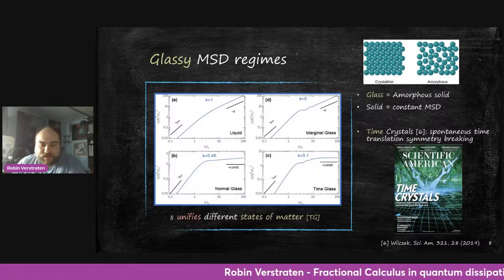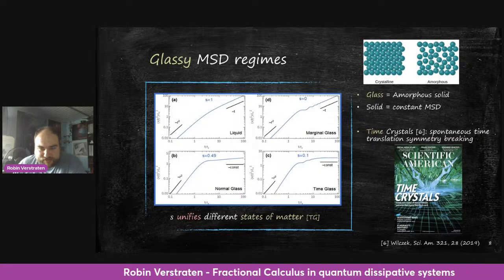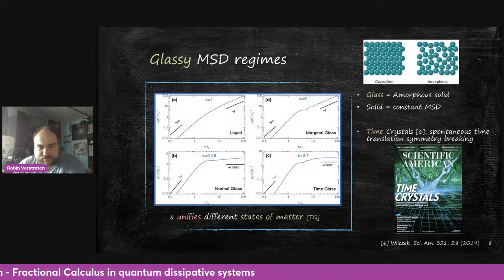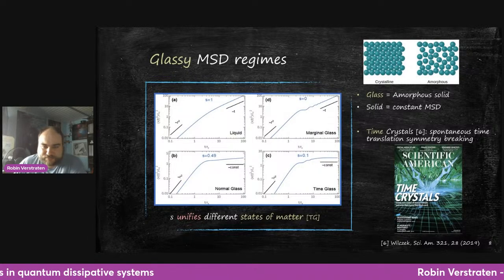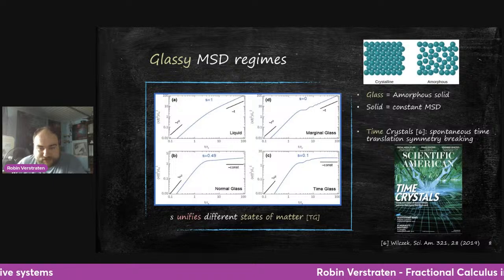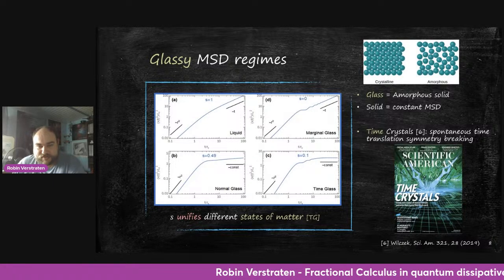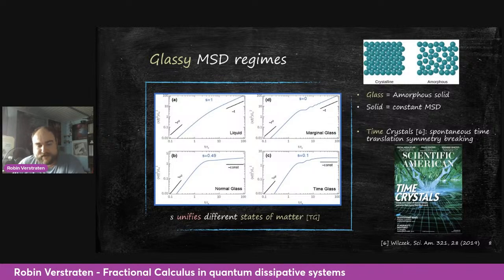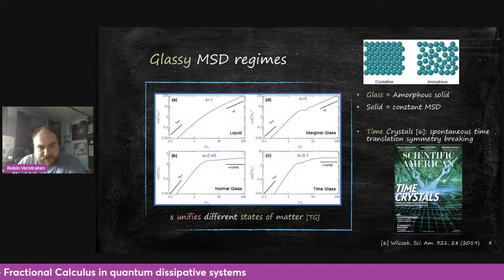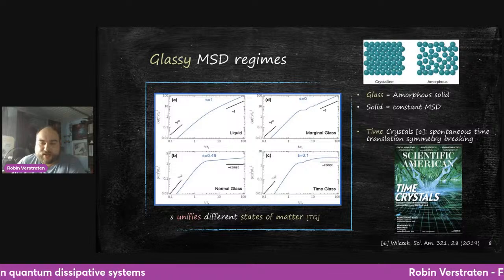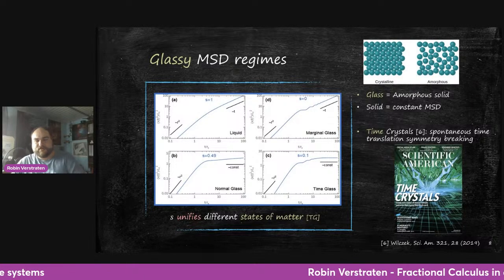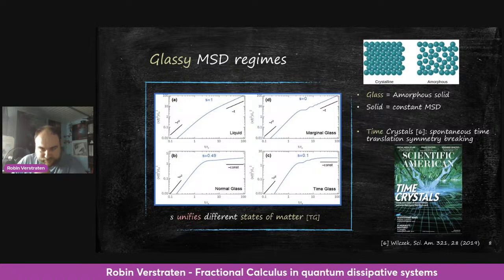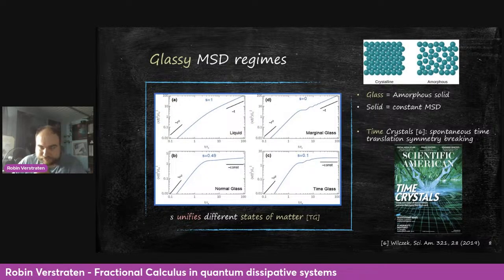Now, if you lower it even more, then you see that the mean square displacement starts picking up a few of the plateaus that we saw in the marginal glass case. And this is very interesting, because now we have this periodicity from the marginal glass, but we are still in the solid phase. So we kind of get the best of both worlds. And this reminds us very strongly of a concept which is known as time crystals, which was thought of by Frank Wilczek, a Nobel Prize winner.